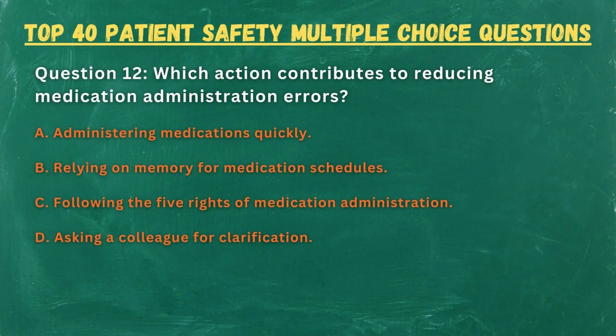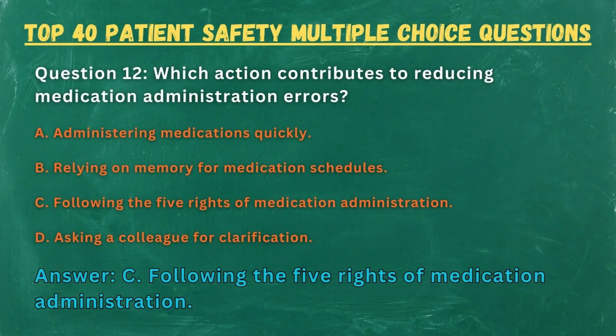Question 12. Which action contributes to reducing medication administration errors? A. Administering medications quickly. B. Relying on memory for medication schedules. C. Following the 5 rights of medication administration. D. Asking a colleague for clarification. Answer: C. Following the 5 rights of medication administration.